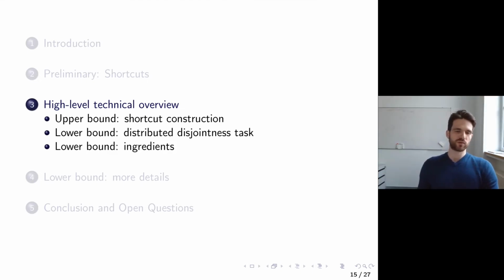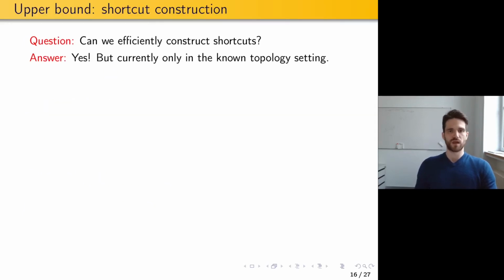I am now going to give a high-level technical overview of both the upper bound and the lower bound of the paper. So the claim is, for the upper bound, that if we can construct shortcuts efficiently, then we can solve the minimum spanning tree in shortcut quality time as we wanted. So the question is, can we actually construct shortcuts efficiently? We show in this paper that the answer is yes.